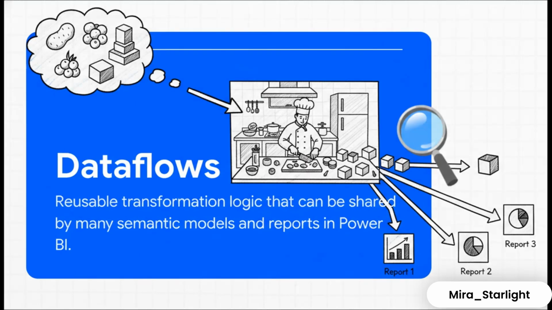So how do we get out of this mess? We use dataflows. The best way to think about a dataflow is like a central prep kitchen for your company's data. Instead of every report going out and buying raw ingredients, the dataflow does all the heavy chopping and cleaning just once. Then everyone else can just grab the perfectly prepped ingredients they need.